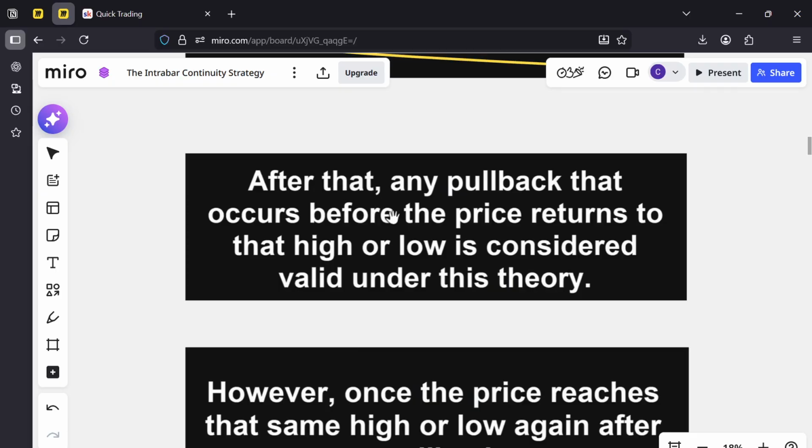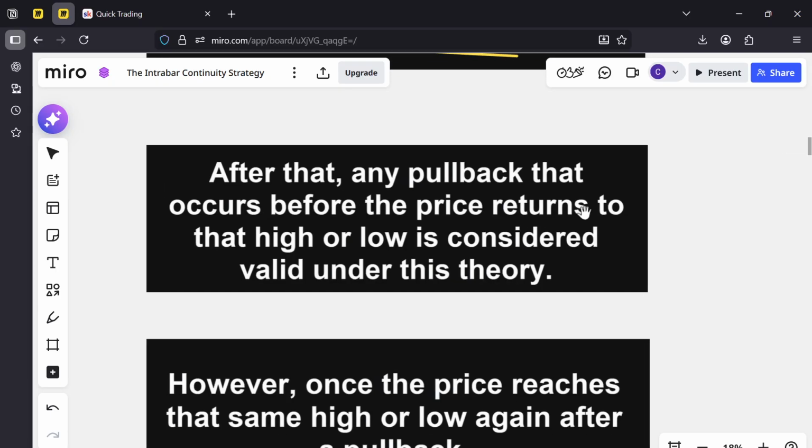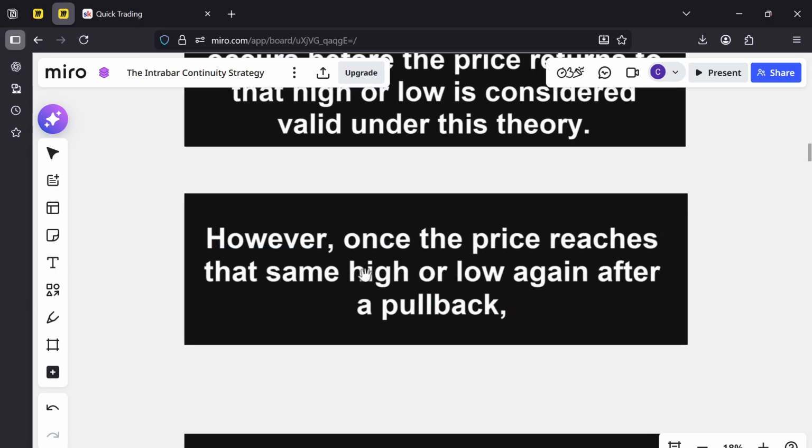So after that, any pullback that occurs before the price returns to that high or low is considered valid, like I already explained.